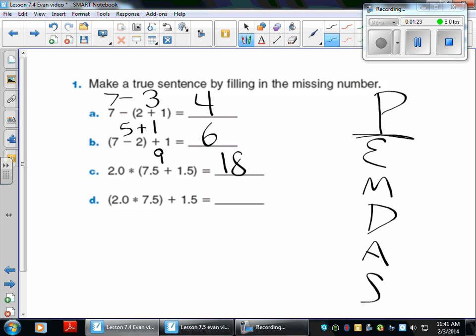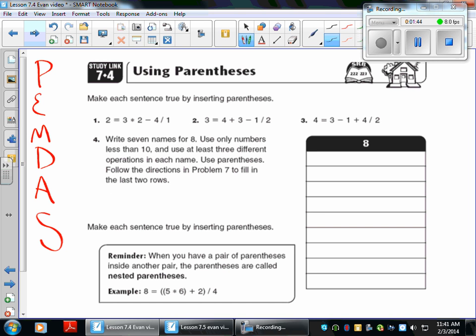For the final problem in this one, I have 2 times 7.5 in the parentheses. 2 times 7.5 gives me 15. Add on the 1.5 gives me a final answer of 16.5. Nice little refresher of how to use parentheses when looking at the problems. Now let's look at the study link for tonight.